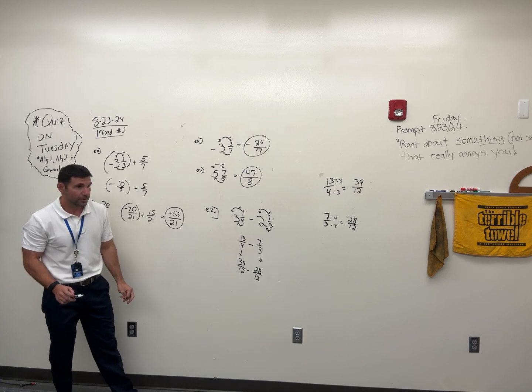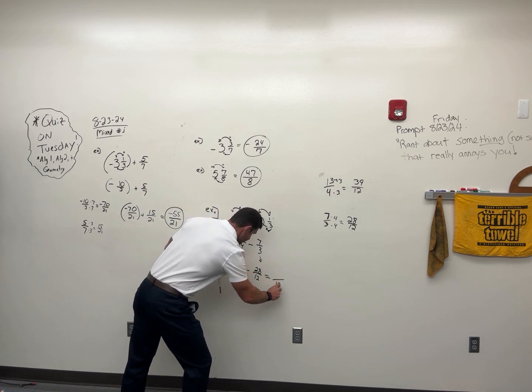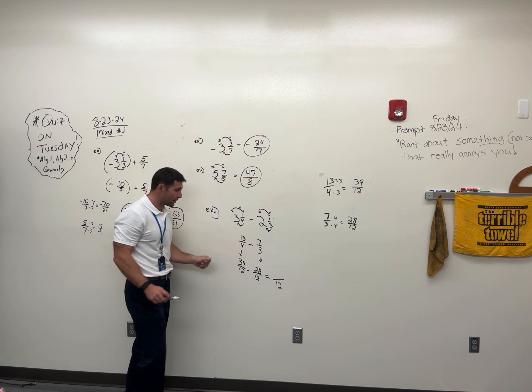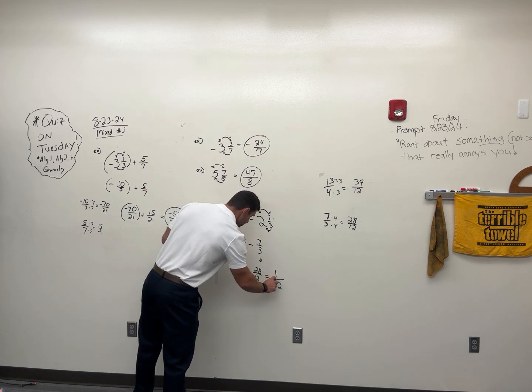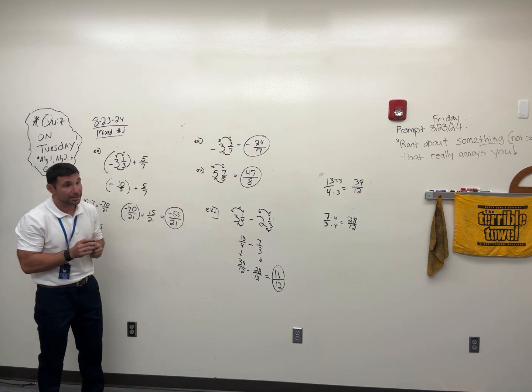Okay? So do I have like denominators now? Yeah. What are they? 12 and 12. So that stays. Now we can just subtract the numerators. 39 minus 28 is 11. Does that make a little bit more sense now?